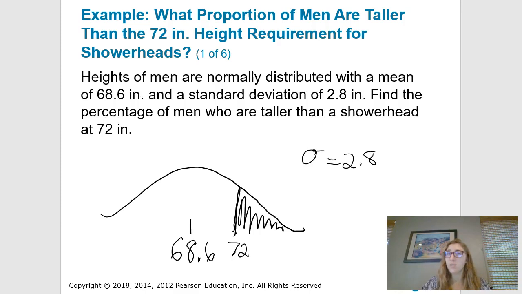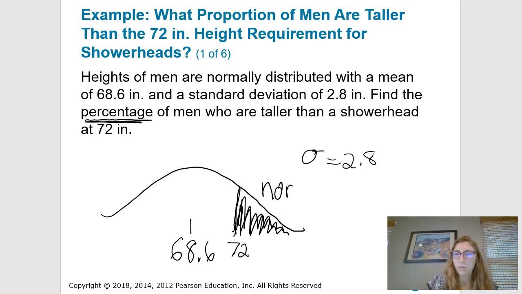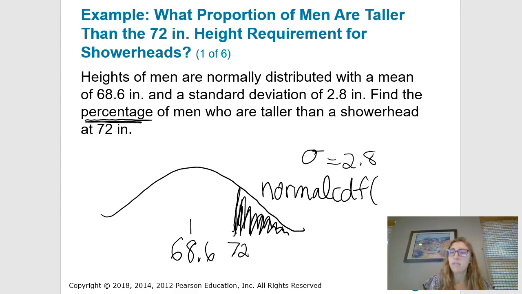All right, so are we going to use our normal CDF or are we using inv-norm here? Right, we're going to be using our normal CDF because we are trying to find this area. When it's using the word percentage here, a percentage refers to a probability and our probabilities correspond to our areas. So we're going to use our normal CDF. Our lower bound is what? 72. And what are we going to use for our upper bound? Right, a huge positive number, and I always use my 10 to the 99.